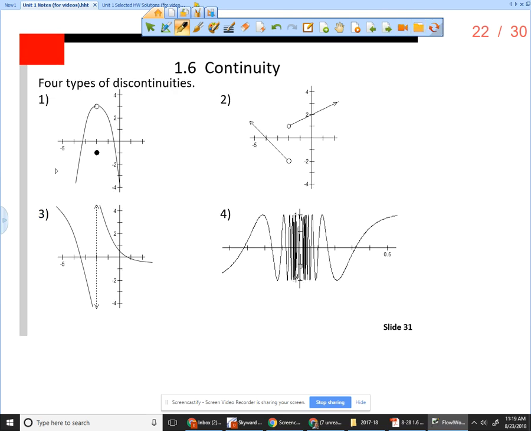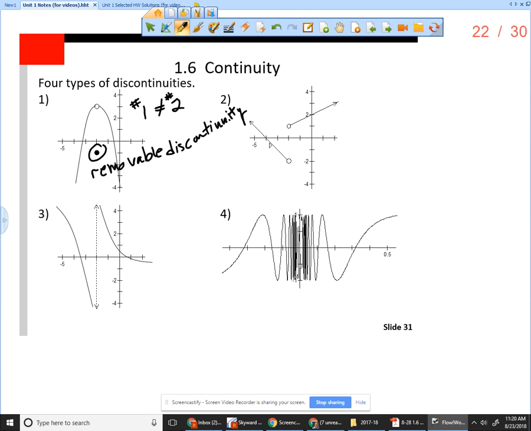Now, there are 4 types of discontinuity. I just described the first one to you, and the first one here is one that we call removable discontinuity. Now, how would we recognize that we have removable discontinuity if we don't have the graph? Well, think about it. The function is defined, the limit is defined, but those two things are not equal. So we would say number one is not equal to number two. That's a good way to remember removable discontinuity.